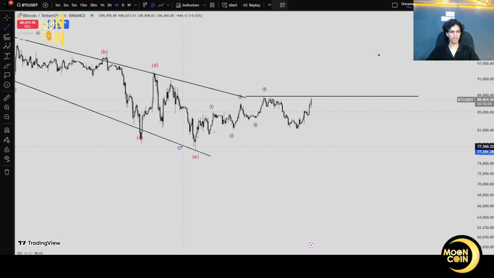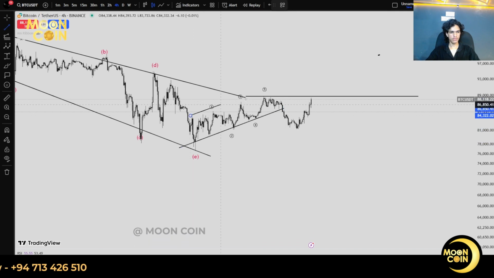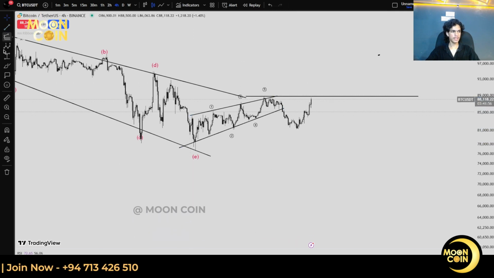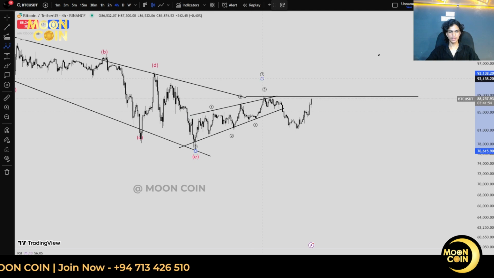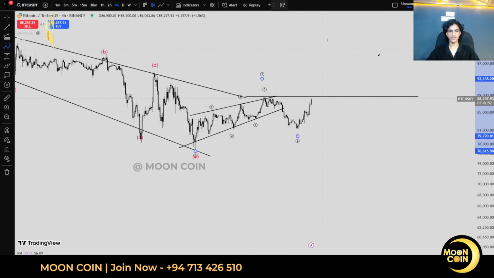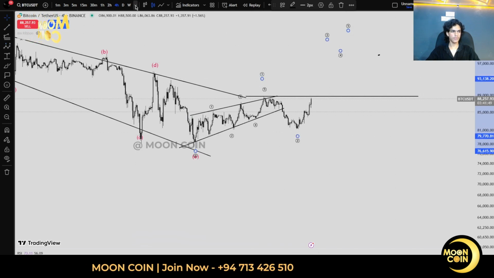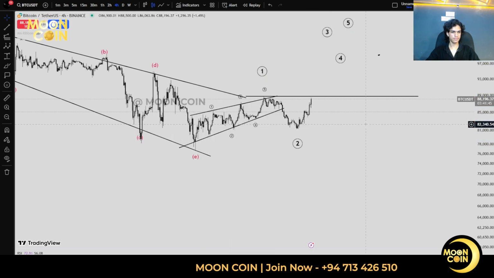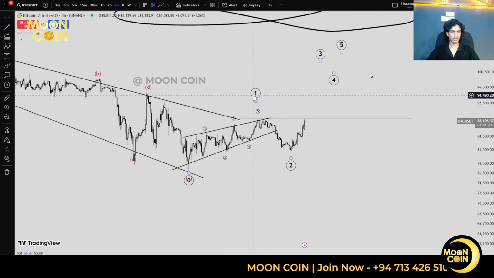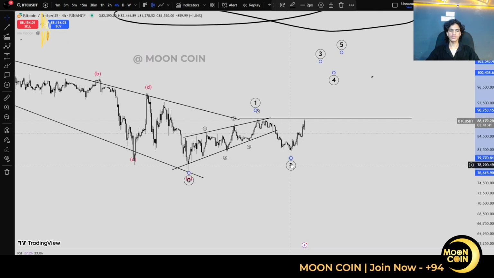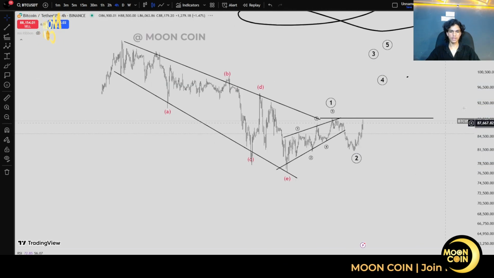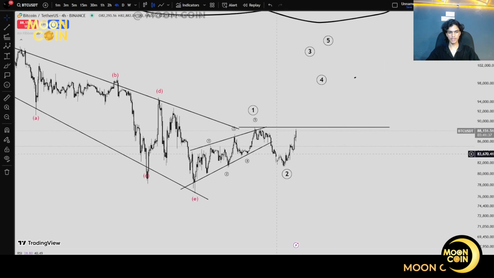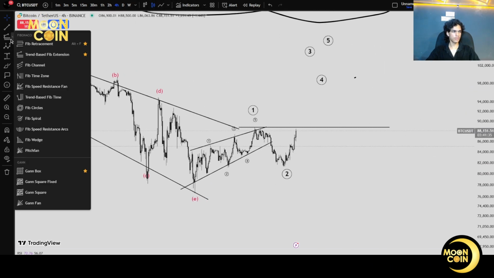Okay, so this leading diagonal is creating the first wave. It is creating the first wave in the larger time frame. I'll put this 3 and 4 to the side. Okay, so the first wave has been completed and the second wave has been completed. So let's see how far it has retested. So the retest, it's on the fib.